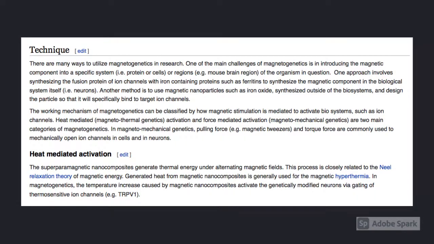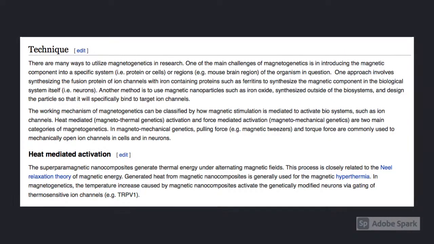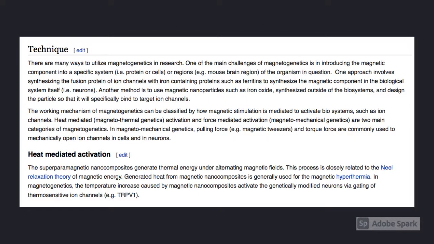This process is closely related to the relaxation theory of magnetic energy. Generated heat from magnetic nanocomposites is generally used for magnetic hyperthermia. In magnetogenetics, the temperature increase caused by the nanocomposites activates the genetically modified neurons via gating of thermosensitive ion channels.